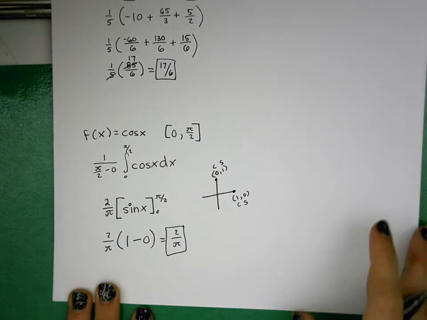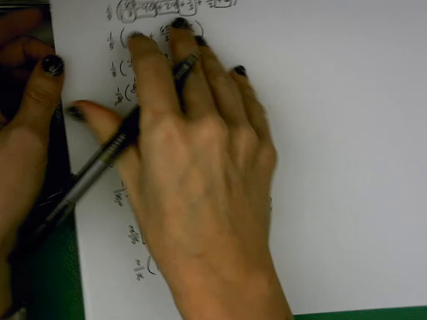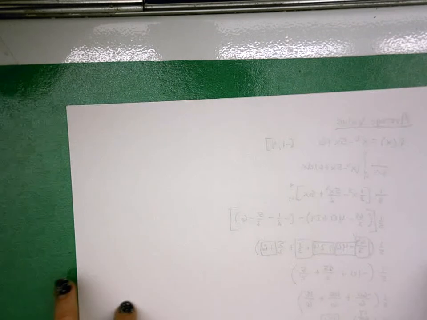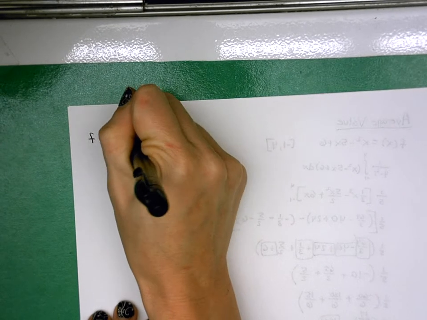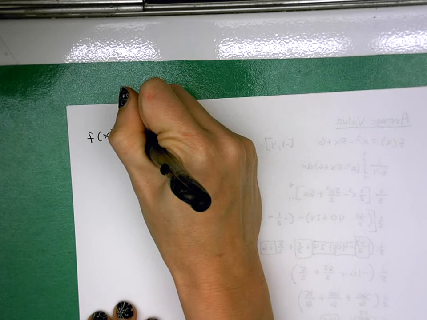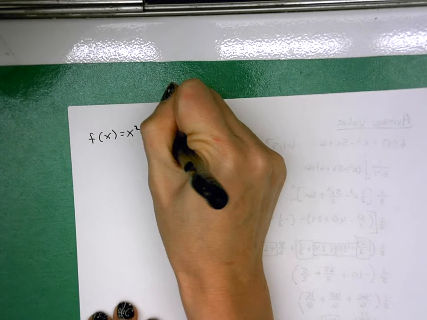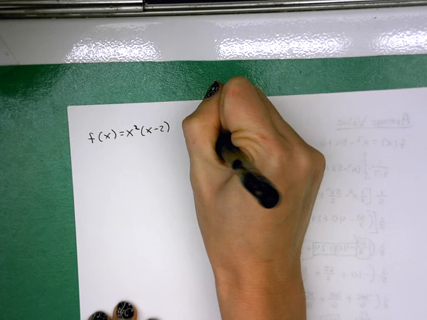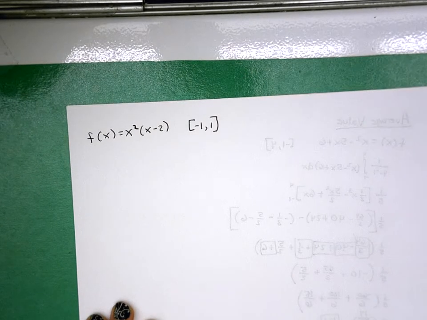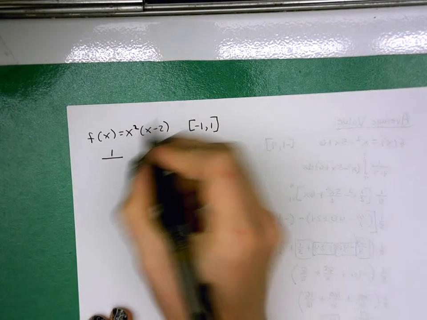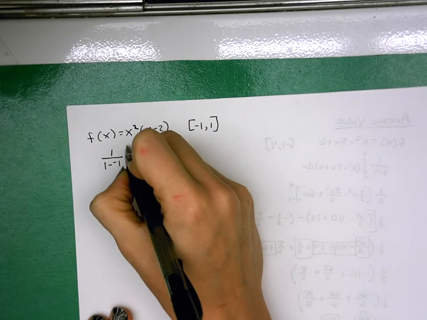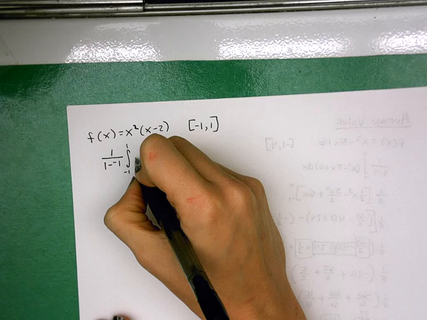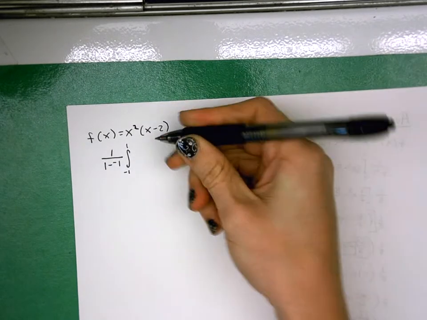Okay. And we'll go ahead and do one more here. Find the average value of f. F of x is going to be x squared times the quantity of x minus 2 on the interval -1 to 1. Okay, so average, 1 over b minus a times the integral from a to b of whatever they asked me for the average of. In this case, it's going to be the average of f.